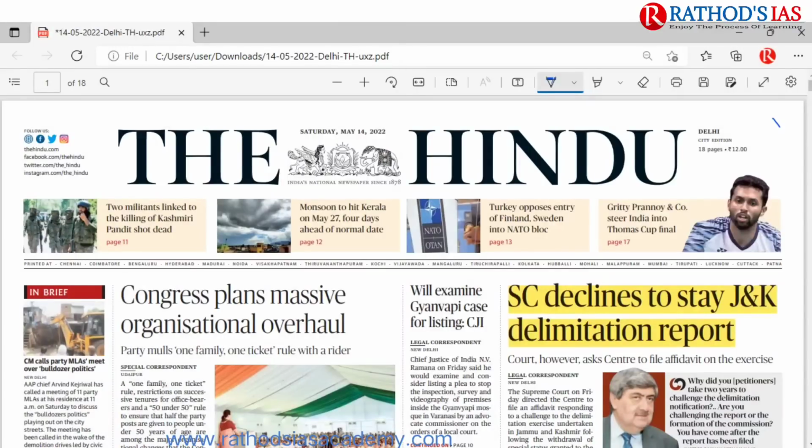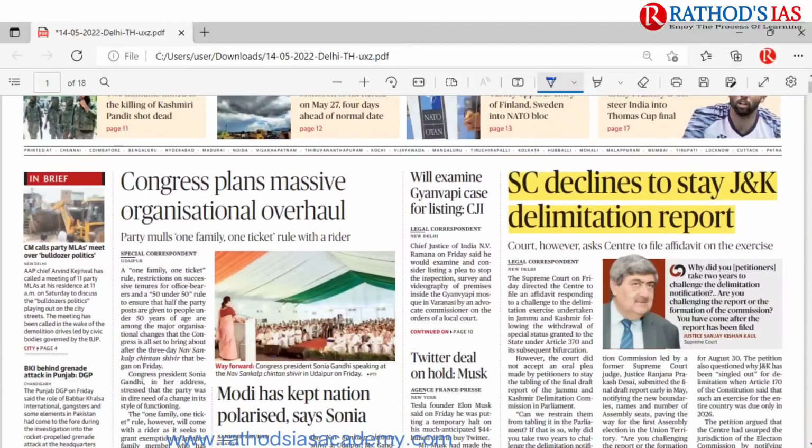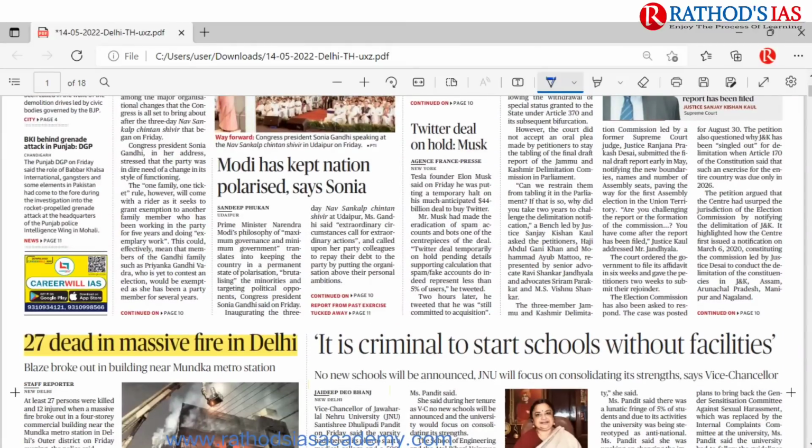Date is 14th May and this is Delhi edition. So the first article here is regarding the delimitation report of Jammu and Kashmir. Yesterday we discussed this Jammu and Kashmir delimitation report, and what happened here is that the Supreme Court directed the Centre to file an affidavit in response to the challenge of the delimitation. So this is about this article, and you have to refer to some facts regarding this delimitation.